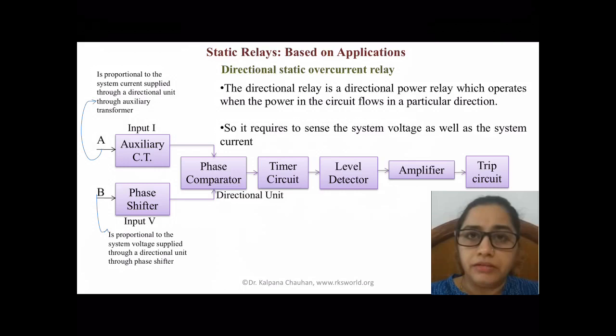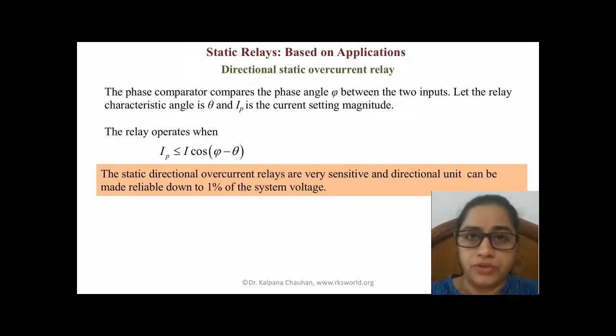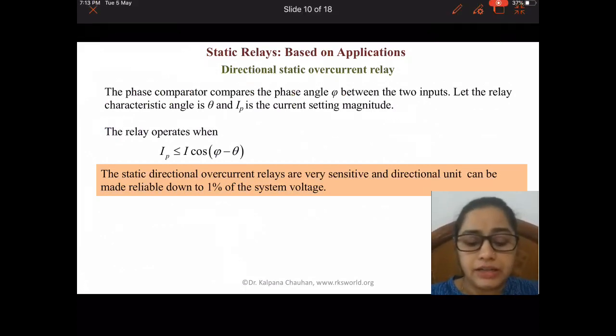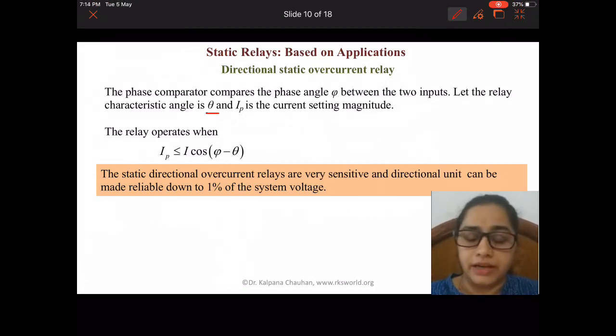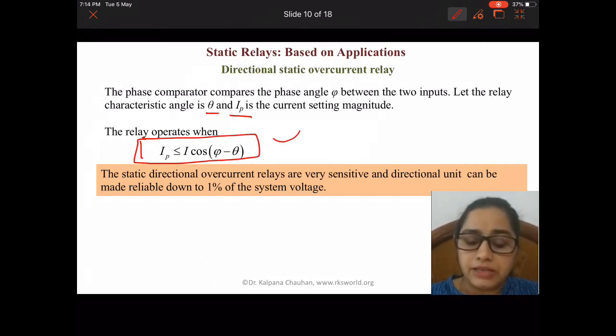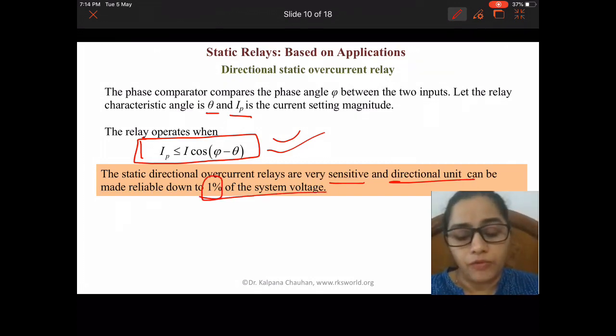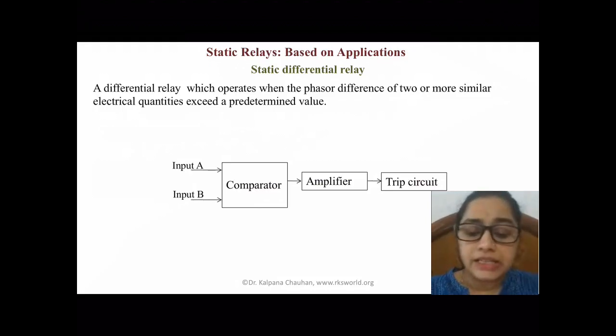The phase comparator, which is the next unit in this block diagram, compares the phase angle phi between the two inputs V and I. Let the relay characteristic angle be theta, and IP the current setting magnitude. The relay operates when IP is less than or equal to I cos(phi minus theta). Static directional overcurrent relays are very sensitive, and the directional unit can be made reliable down to 1% of the system voltage.